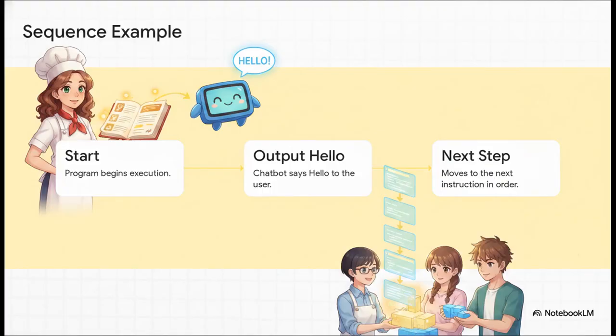Let's start with our very first block, sequence. This one is super straightforward. It simply means doing things in a strict order, step by step. It's kind of like following a recipe, right? If a chatbot starts up, it says hello, and only then does it move to the next instruction. You literally can't skip ahead.